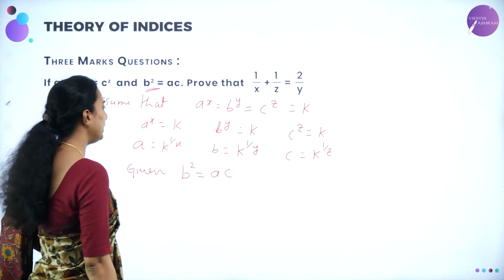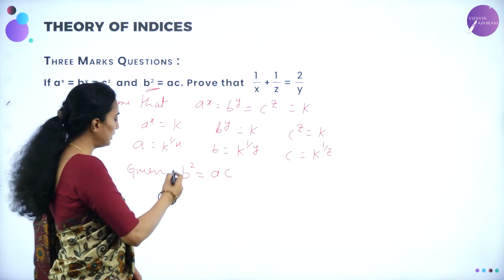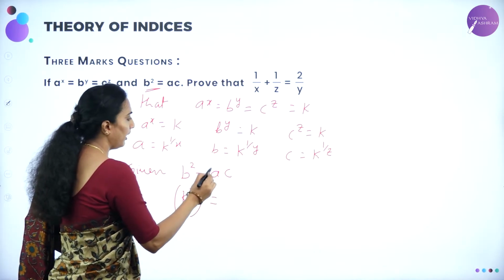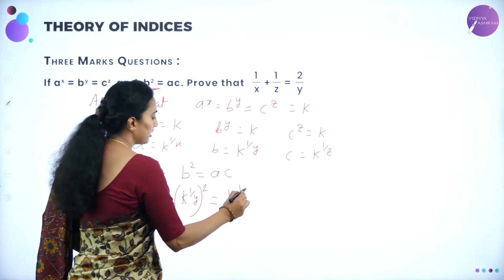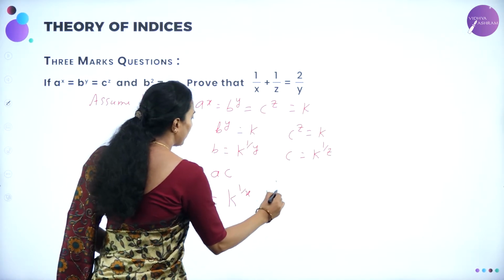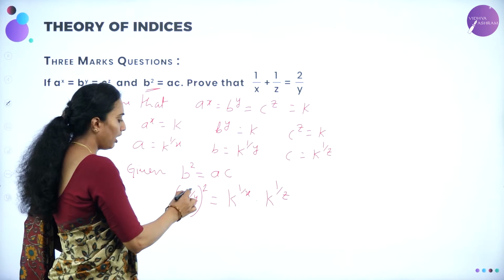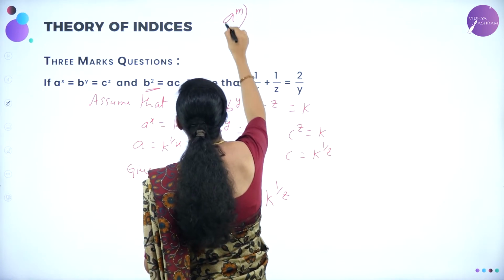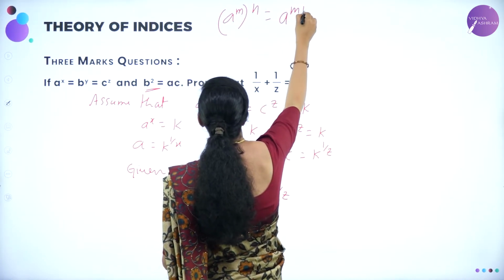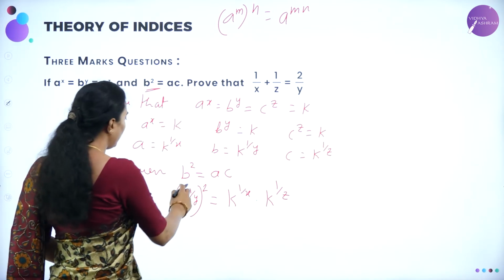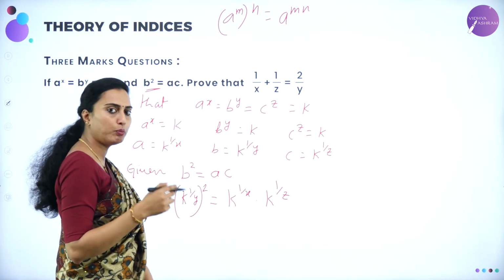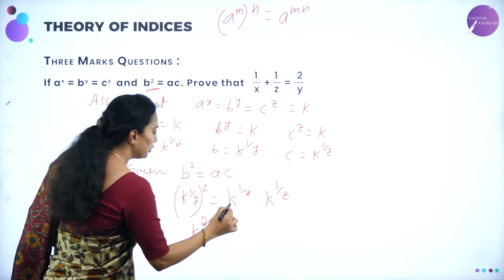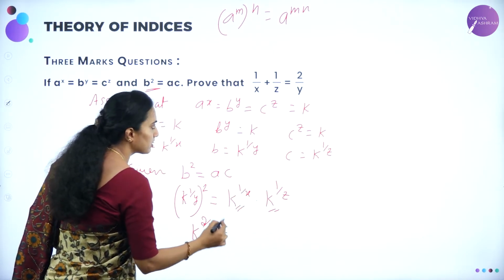So you already know b is nothing but k to the power of 1 by y. Substitute: k to the power of 1 by y, whole squared, is equal to a, which is k to the power of 1 by x, and c, which is k to the power of 1 by z. This is according to a power m whole power n. What is a power m whole power n? It is nothing but a power mn. So accordingly you are going to write 1 by y into 2. What is 1 by y into 2? 2 by y, correct? So therefore it will become k to the power of 2 by y is equal to, the bases are the same, I can add the powers. Which formula?